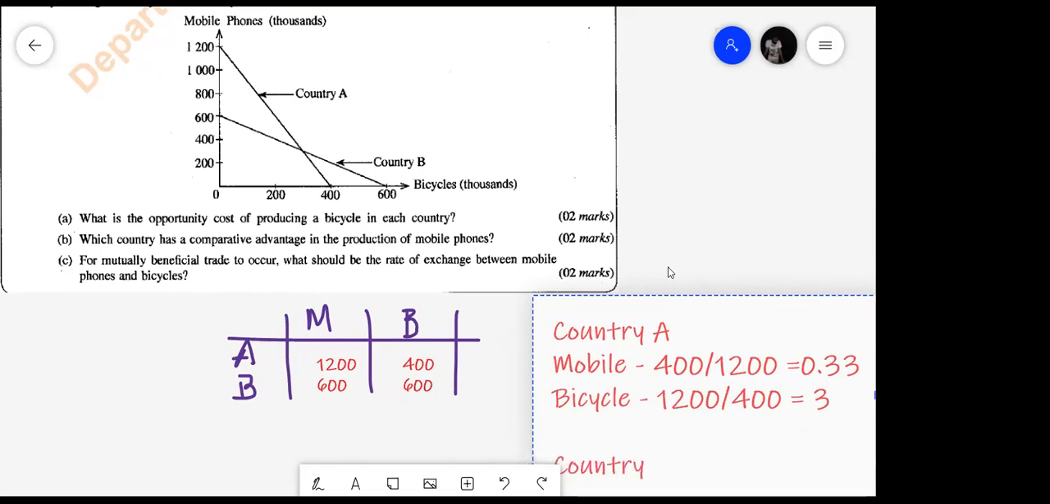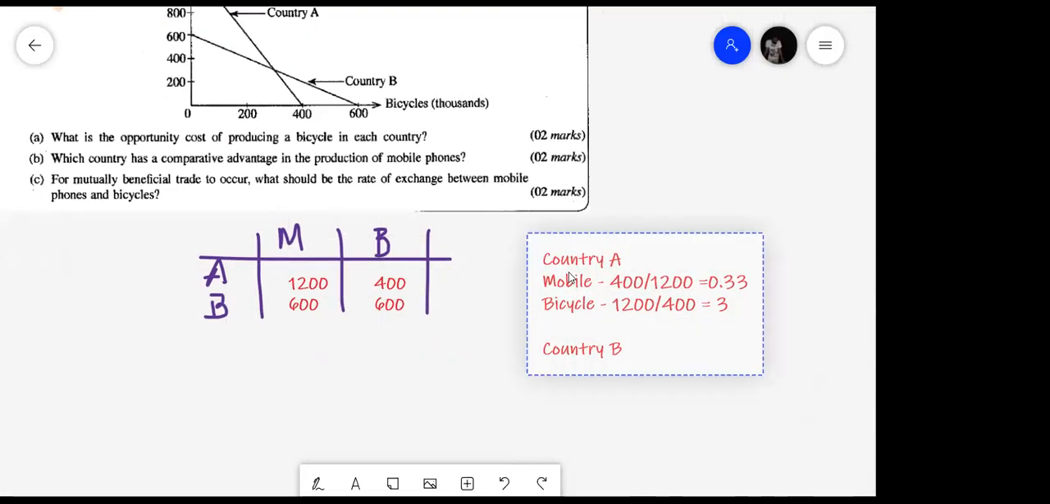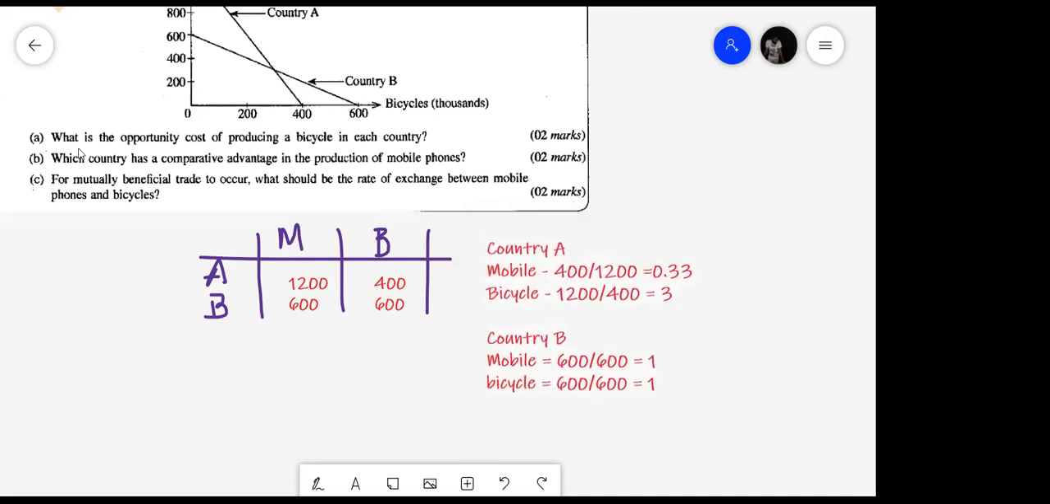Then if you move into country B, there it's 600 divided by 600, right? In both cases. So for a mobile phone, their opportunity cost is foregone over gained, 600 over 600, you get 1. Same story for a bicycle. So in all of these cases, country A and country B, these are the opportunity costs. So that is part A.